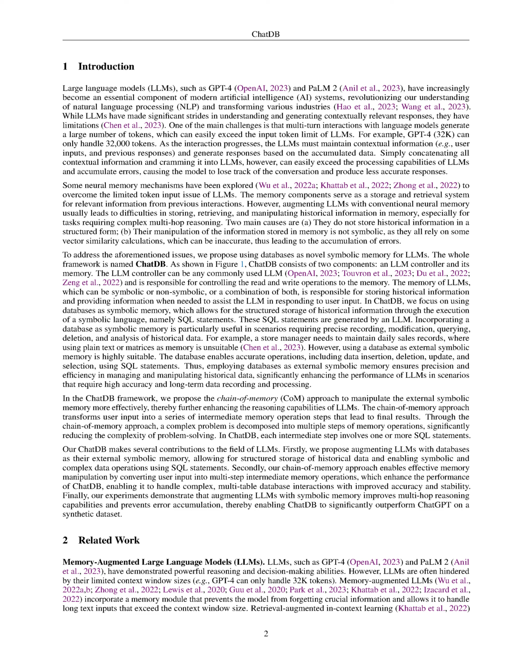There have been efforts to address this using neural memory mechanisms. These mechanisms act like a storage and retrieval system for information from past interactions. However, they can pose difficulties in storing, retrieving, and manipulating historical information, especially in tasks requiring complex reasoning. This is primarily because they do not structure the information, and their manipulation of stored data is not symbolic, relying on vector similarity calculations that can lead to error accumulation.